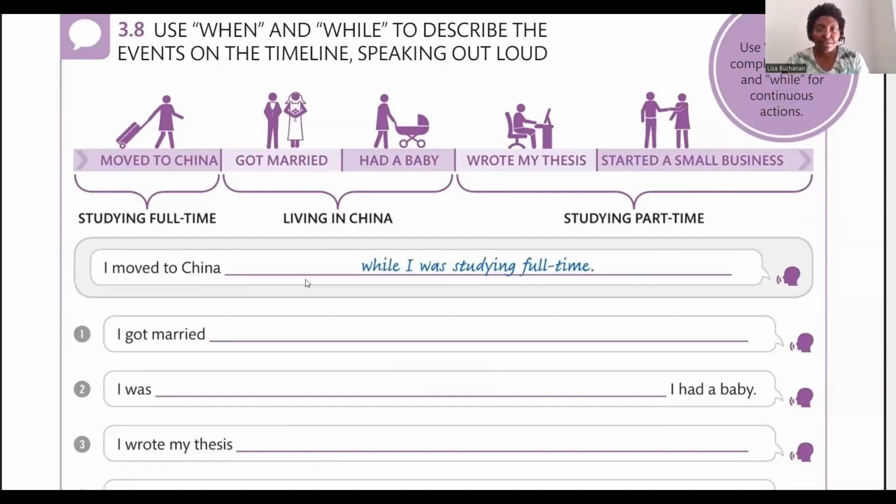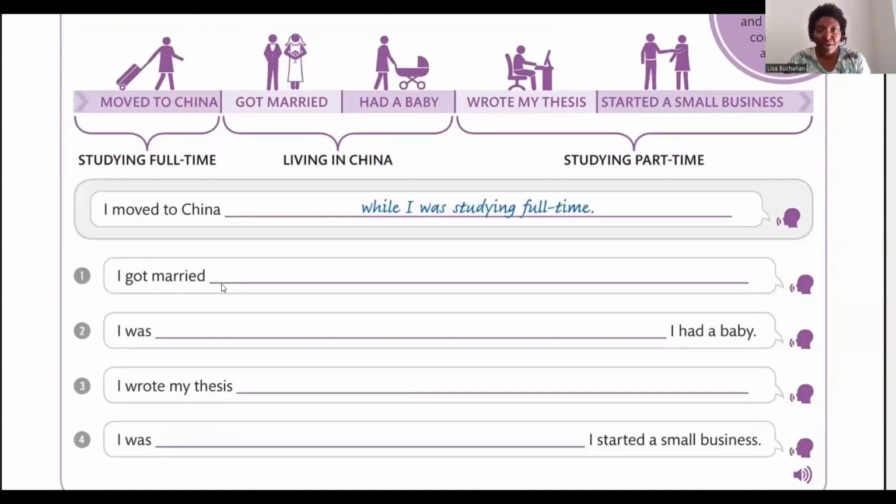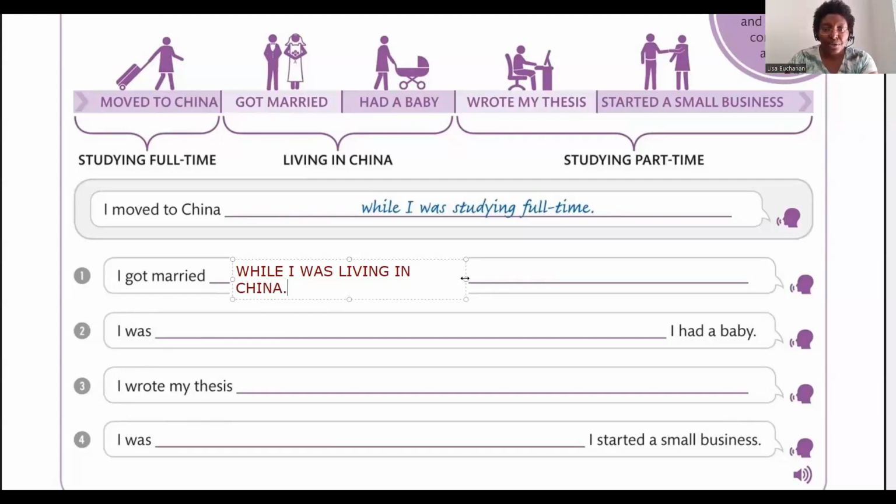Let's look at the first question. I got married, and we look at the timeline, and I'm just going to type it in here for us, and you can pause the video if you're writing it down on paper or following along in your copy of the book. So let's look at the timeline. I got married while I was living in China. So is that true? Yes. If we look at the timeline, we were married while we were living there. Again, continuous.